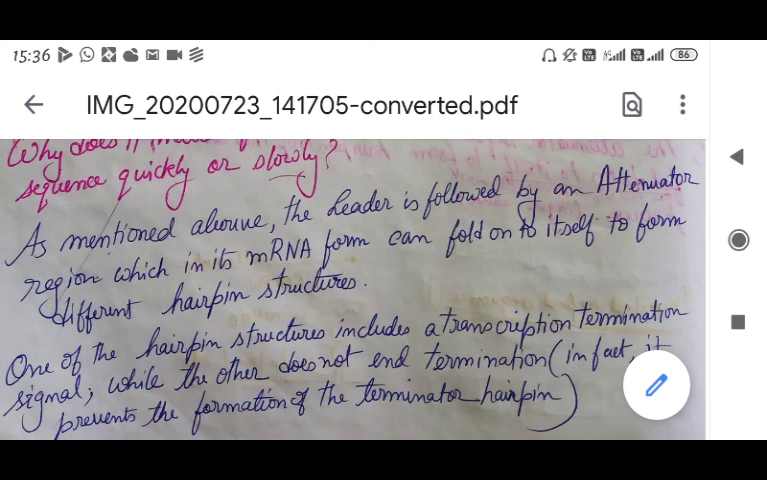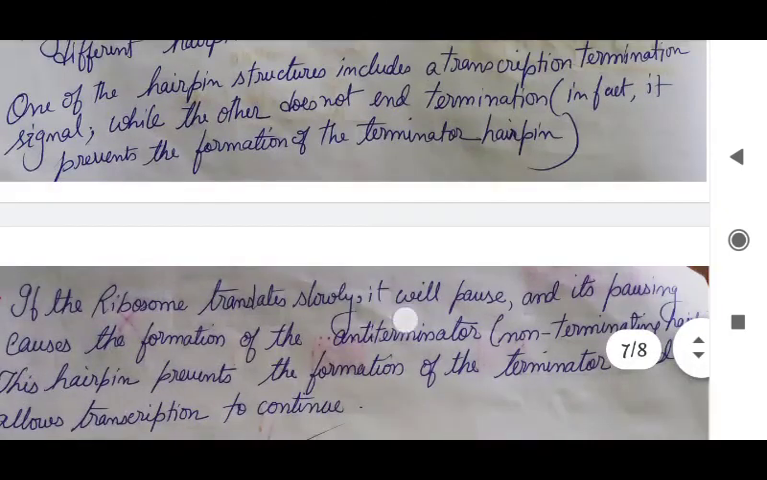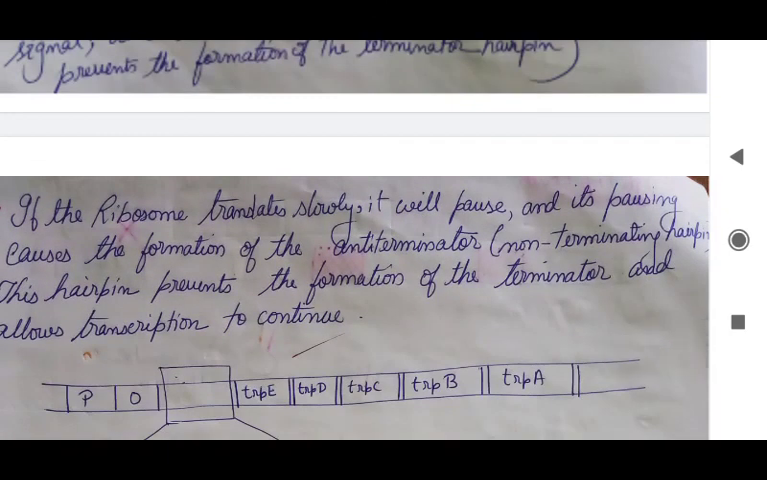One type of hairpin structure will act as a transcription termination signal, while there is another form of hairpin structure made by the same attenuator which will not end the transcription. In fact, it will prevent the formation of the termination hairpin. So if the ribosome translates slowly, suppose there is no tryptophan present, it will pause, and its pausing will cause the formation of an anti-terminator hairpin.